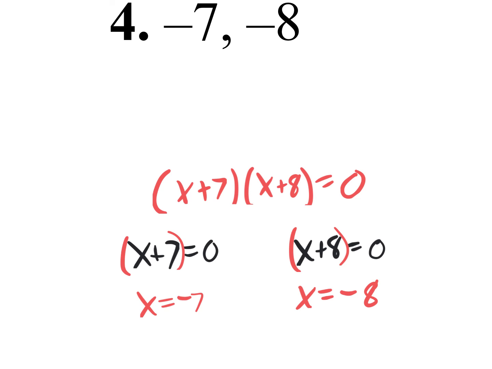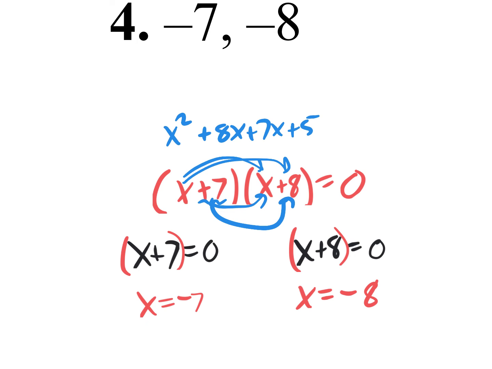So all we have to do is distribute, right? x times x, x squared, x times 8, 8x, 7 times x, 7x, 7 times 8, 56. And of course, we could combine the 8x with the 7x, giving us a positive 15x with an x squared in the front, with the plus 56 at the back, with the equal 0 right there.